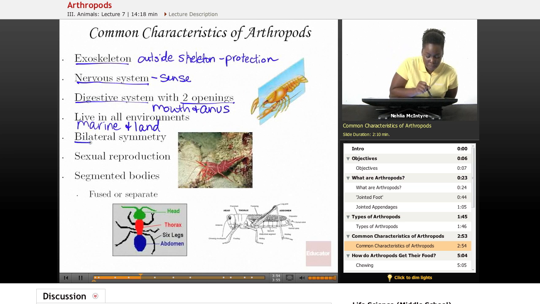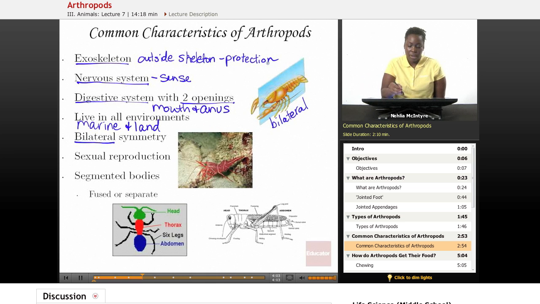All arthropods have bilateral symmetry. Again, here's an example of a crayfish displaying bilateral symmetry. If you were to cut that crayfish down the middle, you would see that both the left and right sides are mirror images of each other. They look exactly the same.